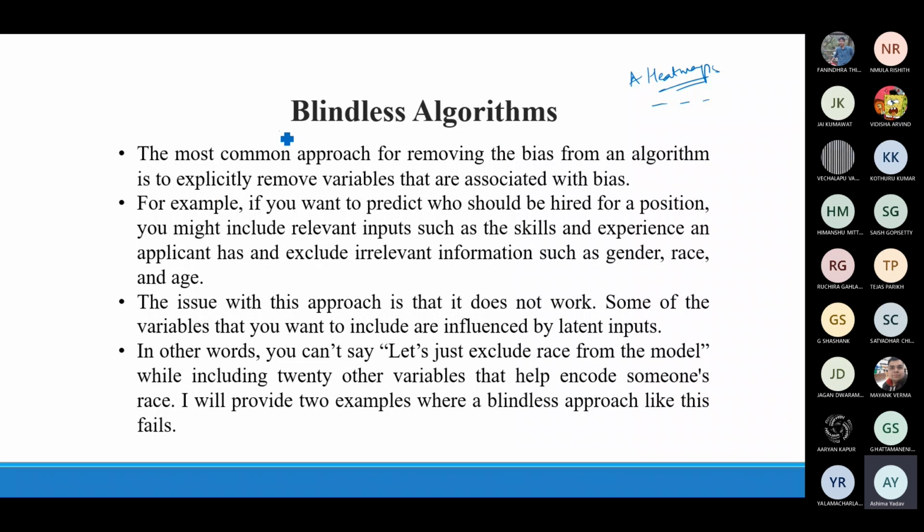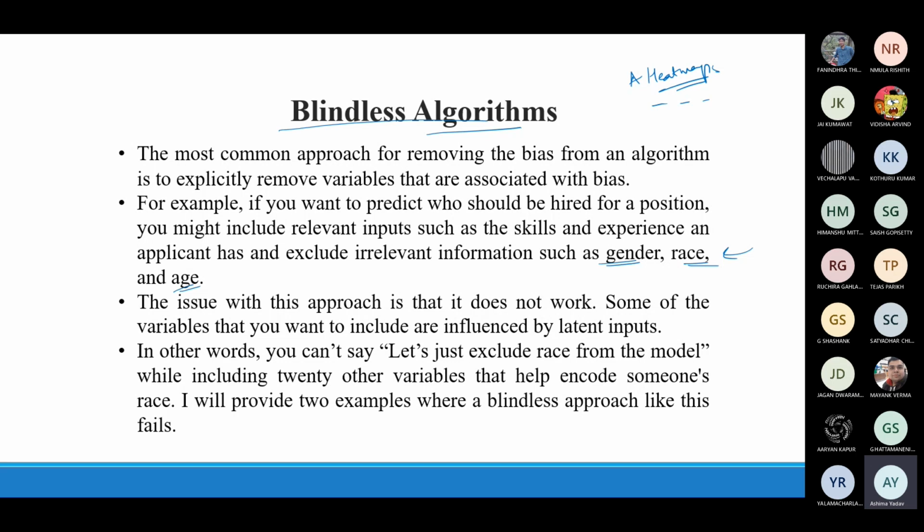Now there are some blindness algorithms. Let's say you remember the task where we discussed how the recruiting tool used by Amazon was biased, and it was biased towards women. So what can be done in that particular case? Maybe you can remove information like the gender, race, or age of the applicant, so that the model is not affected by them.